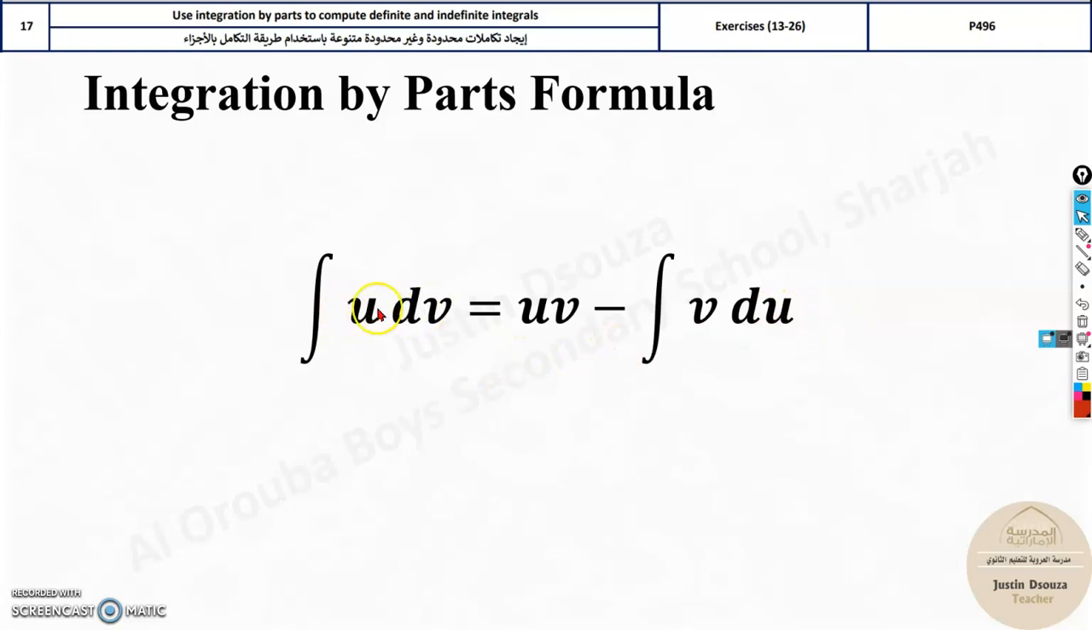See over here, there is no v term. We just take u and dv. We have to integrate this dv to get v. And sorry, there is no v term over here. There is u and dv. There is no du. We need to differentiate u to get du. We will look into this.